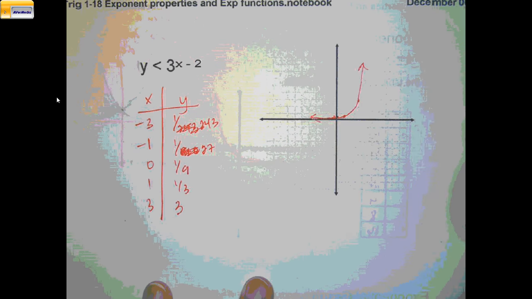Now, I've already done something wrong on this. What did I do wrong? Let me see. Dash the line. Thank you. So that should be dashed.